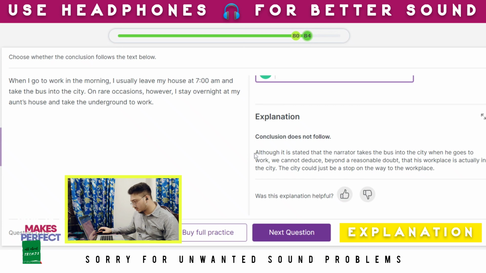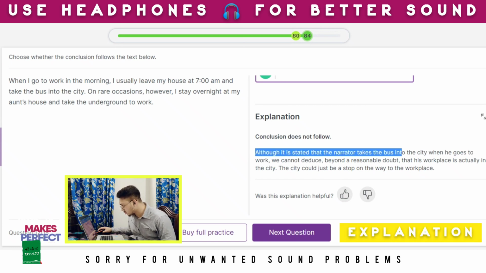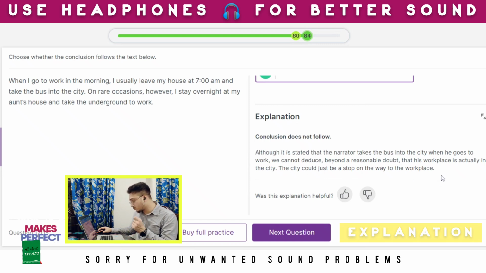So let's read this. It is already stated that the narrator takes the bus into the city when going to work, so we can infer exactly, beyond a reasonable doubt, that his workplace is actually in the city. The city might just be a stop. Yeah, that's what I mentioned. It can be possible that he actually stopped there for a while, in a bus stop, and then left again for his workplace and maybe took a taxi.